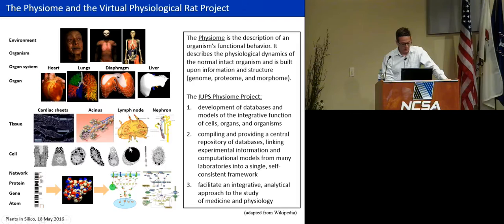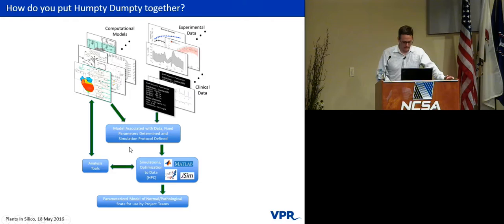A few words about the physiome, and in the next couple of days we can talk about some of these practical matters. One of the big practical matters we're dealing with is how do you put Humpty Dumpty back together again? We've got lots of models and data sets, which could be from animal models or from the clinic. We've got different parameter sets associated with different individuals or different species. There are lots of different ways that models are instantiated, maybe Fortran or MATLAB or SBML or CellML. How are they simulated?